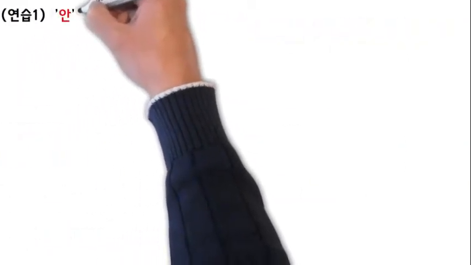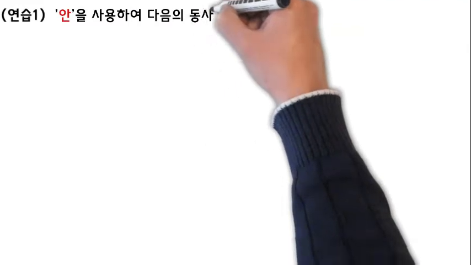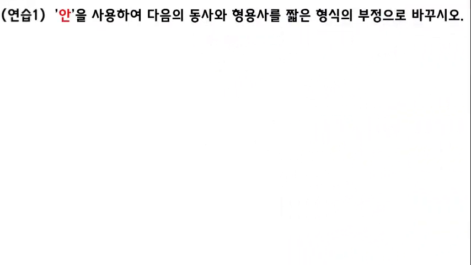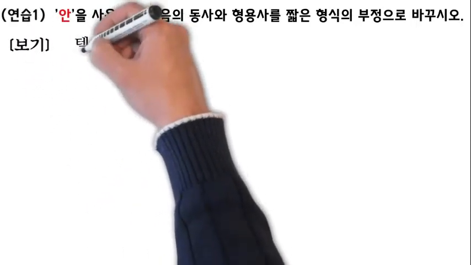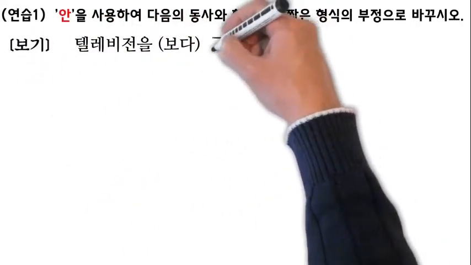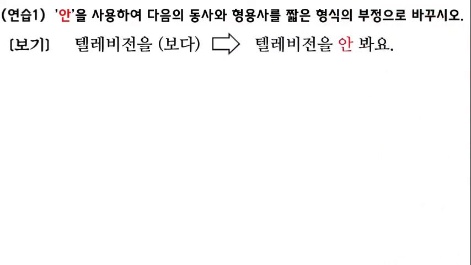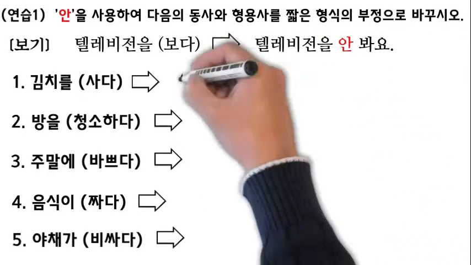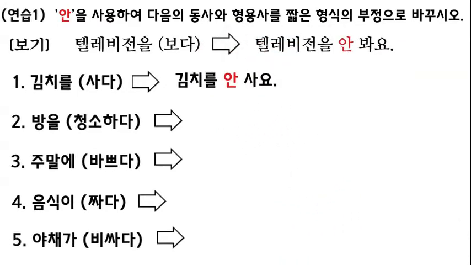연습, 안을 사용하여 다음의 동사와 형용사를 짧은 형식의 부정으로 바꾸시오. Change the following verb or adjective into the short form negation using the negative 안. 보기, 텔레비전을 보다. 텔레비전을 안 봐요. 김치를 사다. 김치를 안 사요.